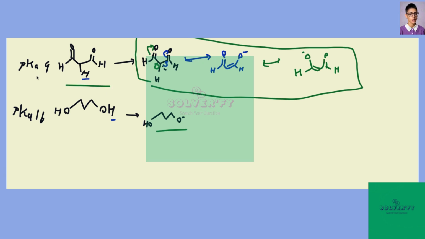So that explains why the pKa of this anhydride is 9 versus this alcohol, which has no stabilization effect other than putting a negative charge on an electronegative atom, has a higher pKa, or more basic pKa, of 16.